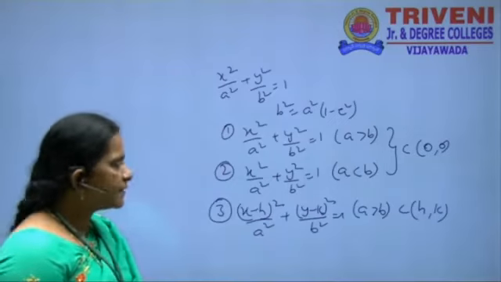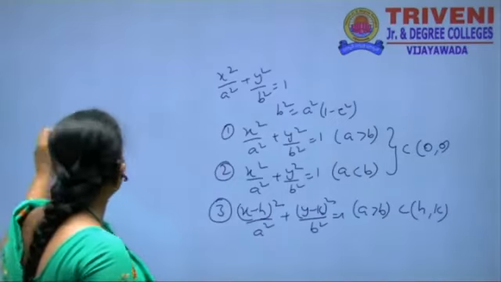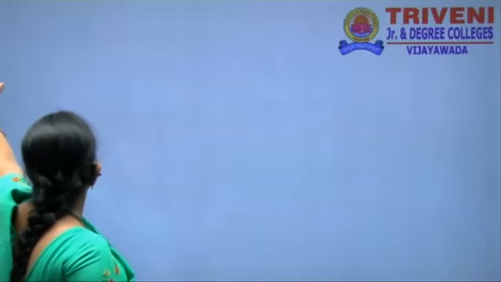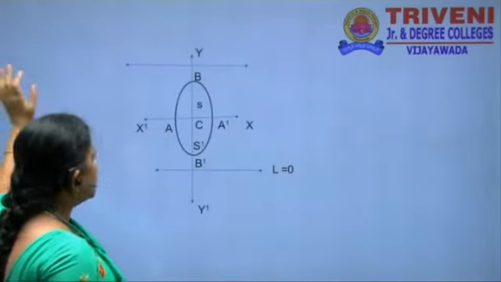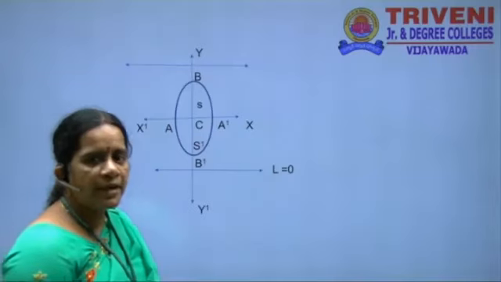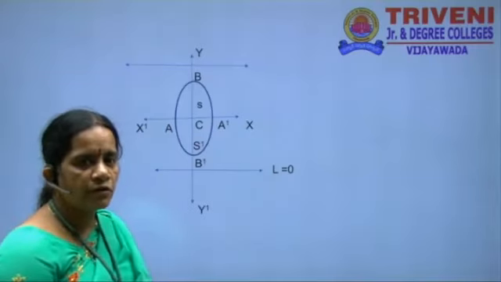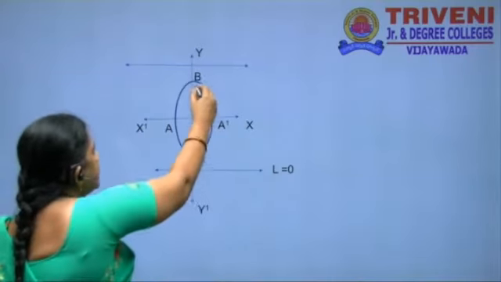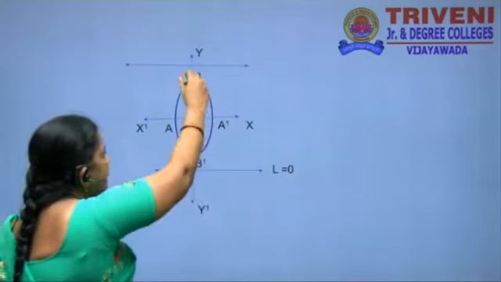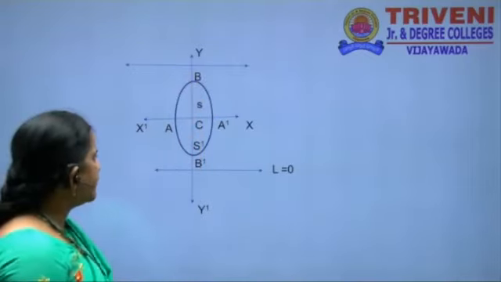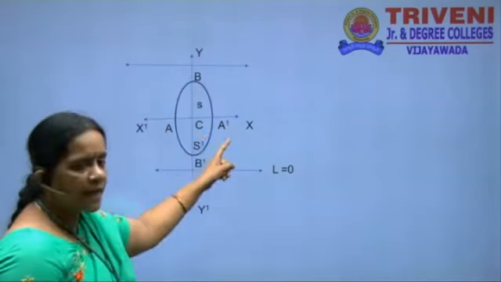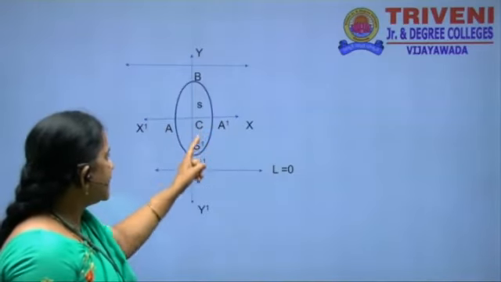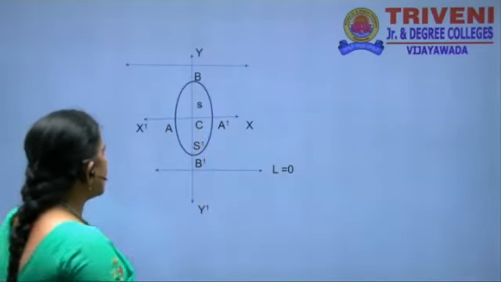Today I am going to discuss the next form. That is, the fourth form is x minus h whole square by a square plus y minus k whole square by b square is equal to 1. Here bb dash is the major axis and aa dash the minor axis. B and b dash are the vertices. S and s dash are the foci.